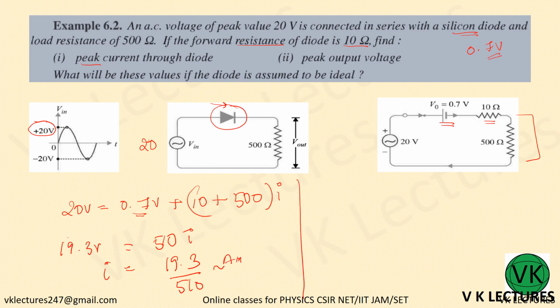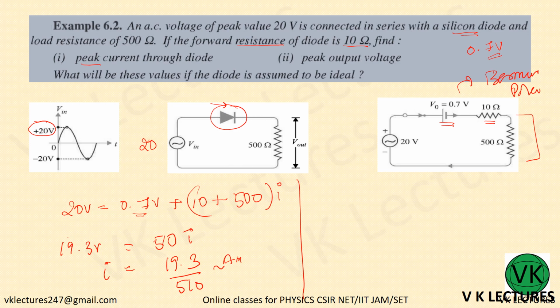Now this is an approximate value because we have considered both the 500 ohm as well as the 10 ohm resistance. That is, sorry, the 10 ohm resistance as well as the barrier potential. Not the breakdown voltage, this is barrier potential. Don't know why I forget barrier potential. We have used both barrier potential as well as 10 ohm internal resistance.